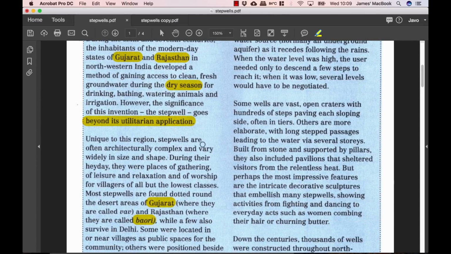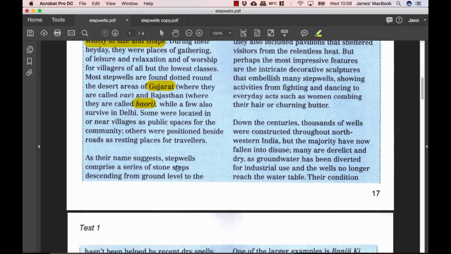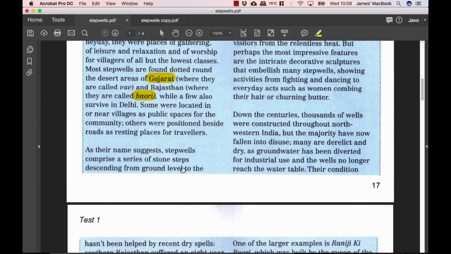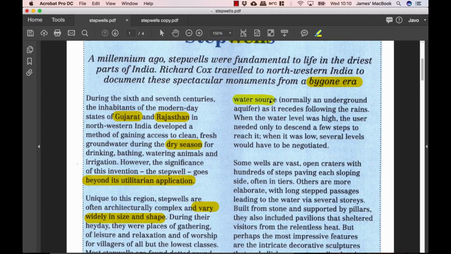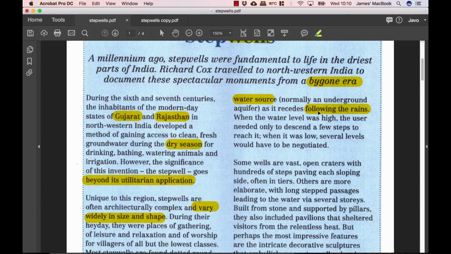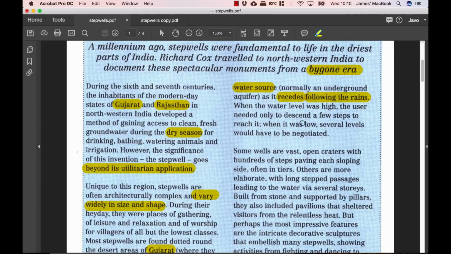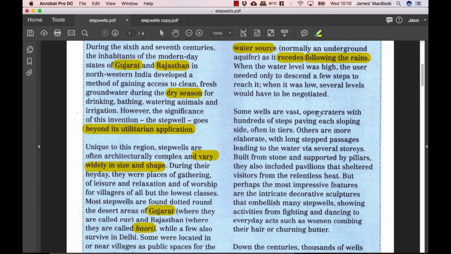So now I'm just going to look at the first sentence of each paragraph. Unique to this region, step wells are often architecturally complex and vary widely in size and shape. Okay, next paragraph. As their name suggests, step wells comprise a series of stone steps descending from ground level to the water source as it recedes following the rains. So after the monsoon, the level of the water goes down. Some wells are vast open craters with hundreds of steps paving each sloping side, often in tiers.